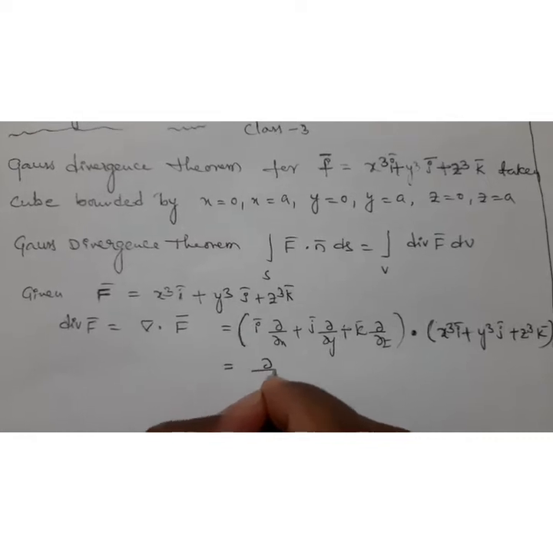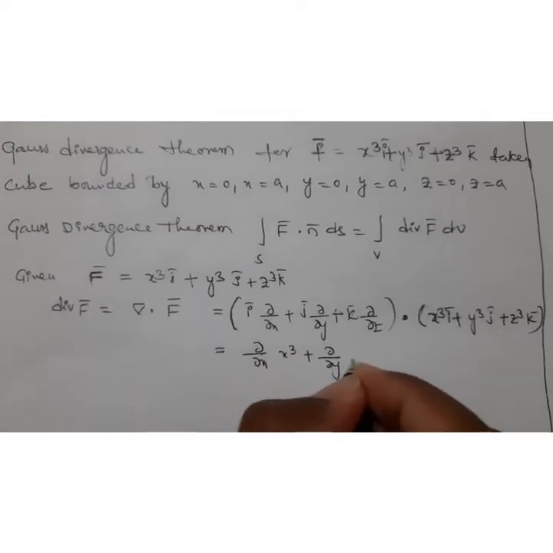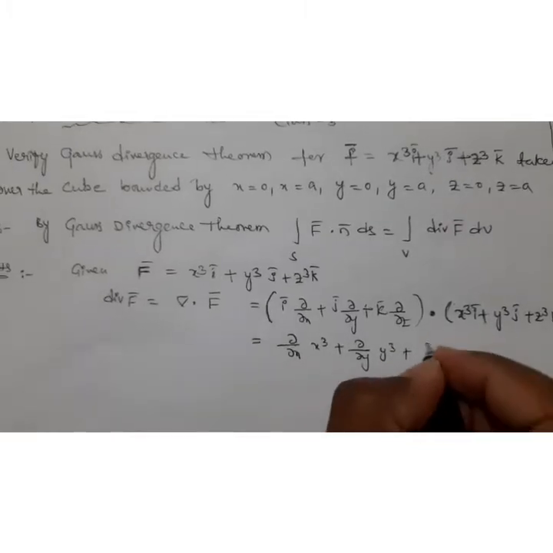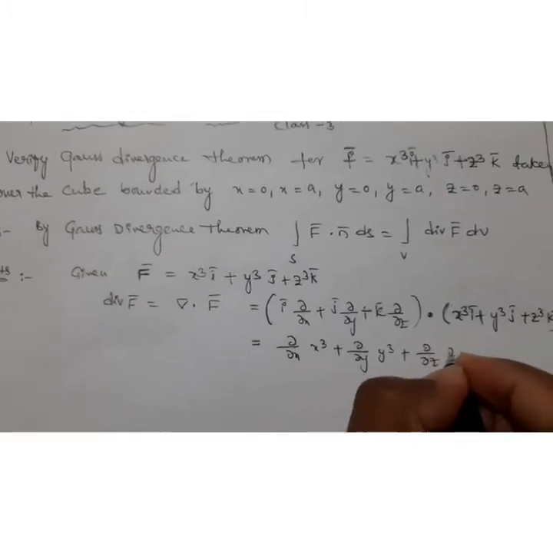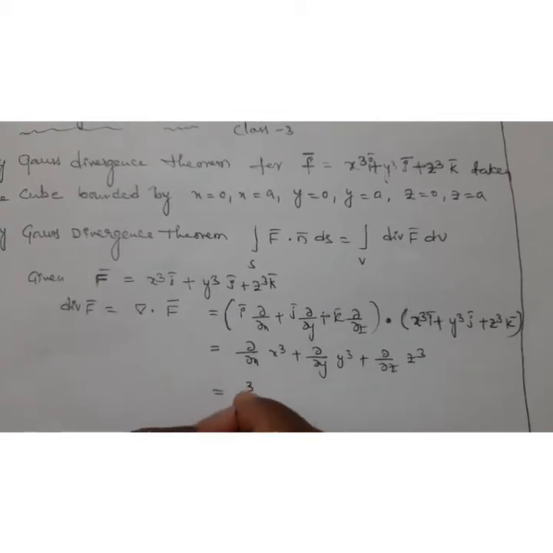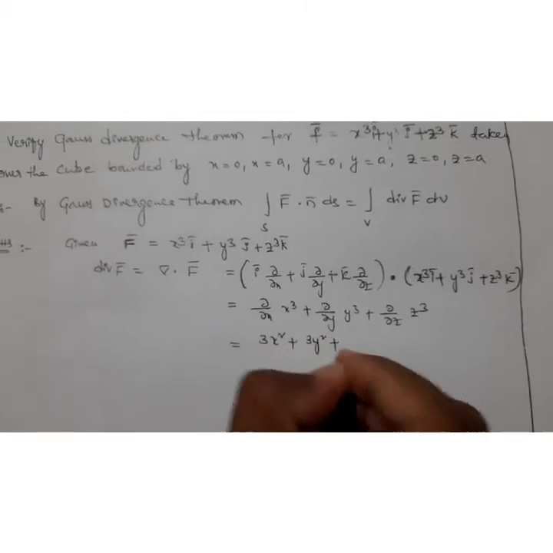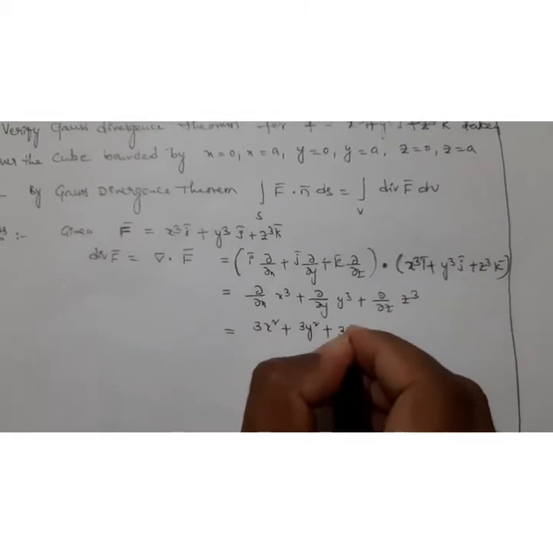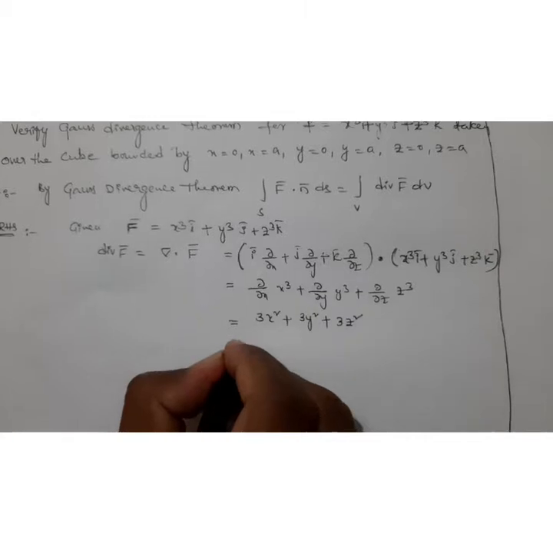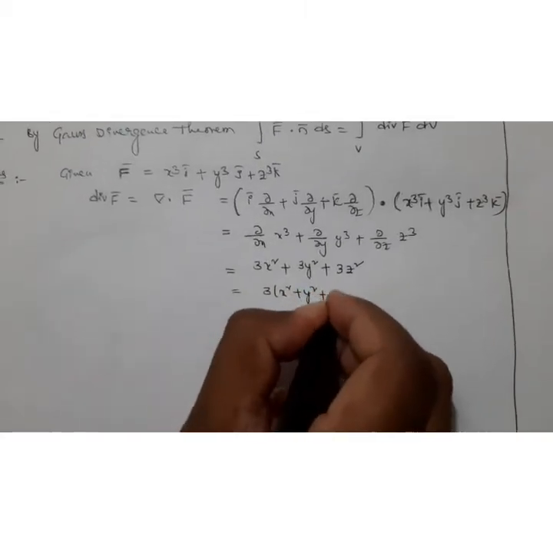i dot i is 1, so we get dou by dou x of x cube plus dou by dou y of y cube plus dou by dou z of z cube. Differentiating partially, the derivative of x cube with respect to x is 3x square, y cube with respect to y is 3y square, and z cube with respect to z is 3z square. That is equal to 3 into x square plus y square plus z square.